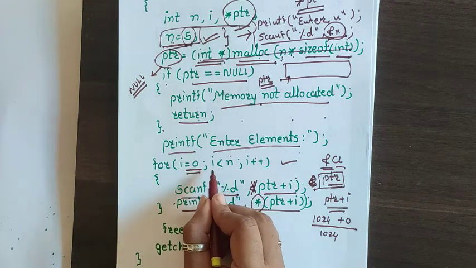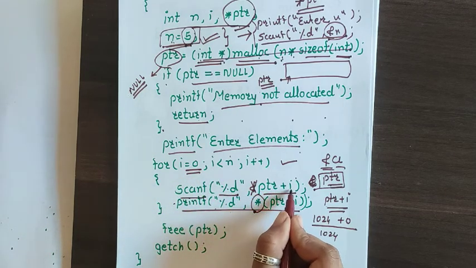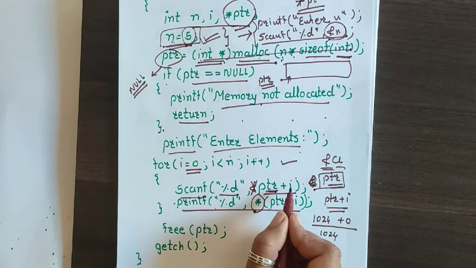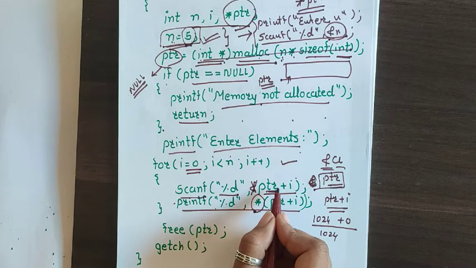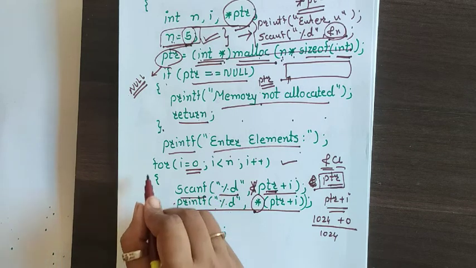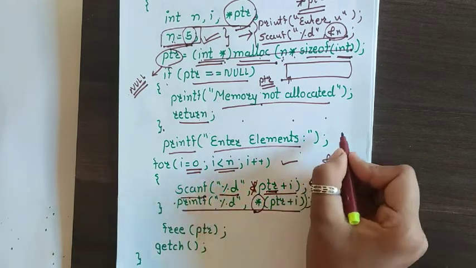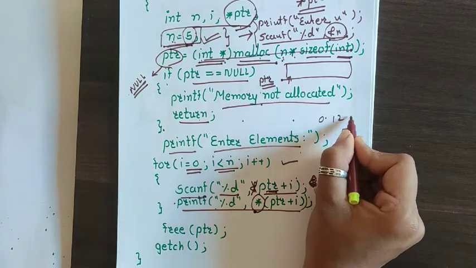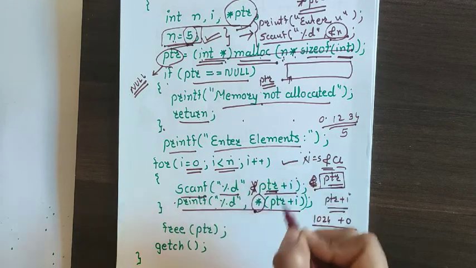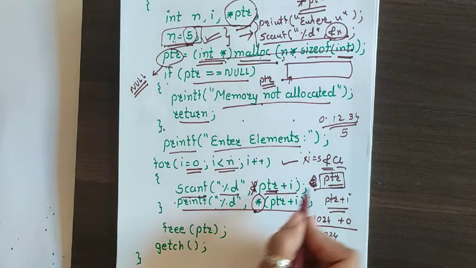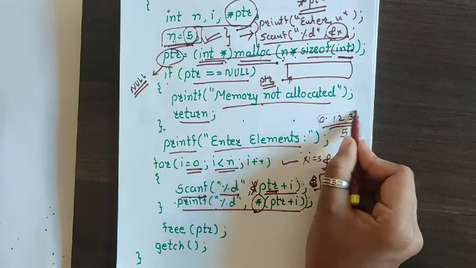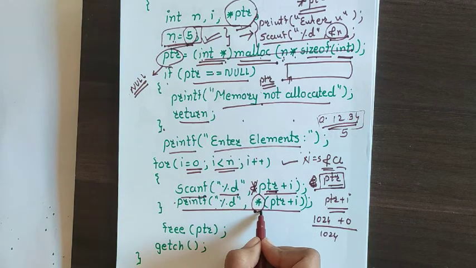i will be incremented by 1, and this is ptr plus 1. And it is a pointer, so it will go to the next memory location and store the data there. In such a way it will be done up to 5. 5 means 0 1 2 3 4, 5 times. When i is equal to 5, that is not true, that's why it is terminated. But for 0 1 2 3 4, for the 5 data it will store and it will print.